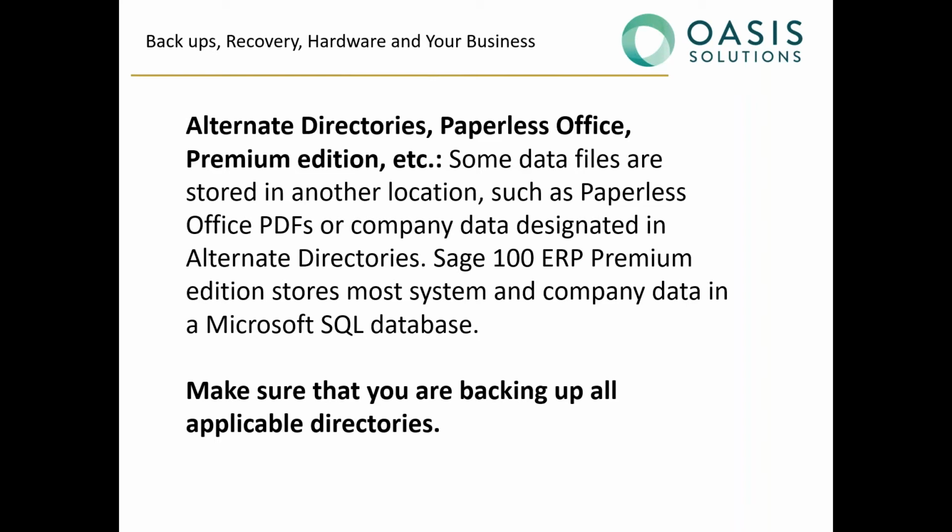So you want to make sure that you look at those, and wherever that is pointing, that is also getting backed up. So it would be things like your paperless office documents. If you have alternate directories in Sage 100 Premium, it stores the system and company data in a Microsoft Excel database, so you want to make sure that database is being backed up, and several other areas. So again, we'll spend a little bit more time, and we're going to actually go module by module and show you where to look so that you can make a note.